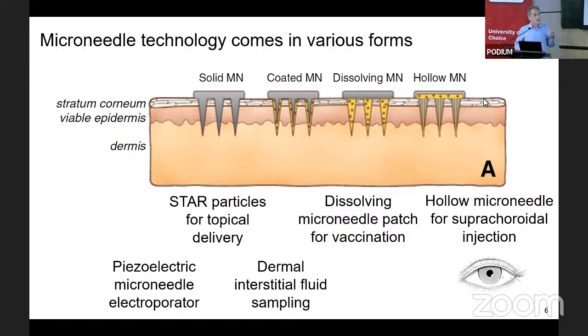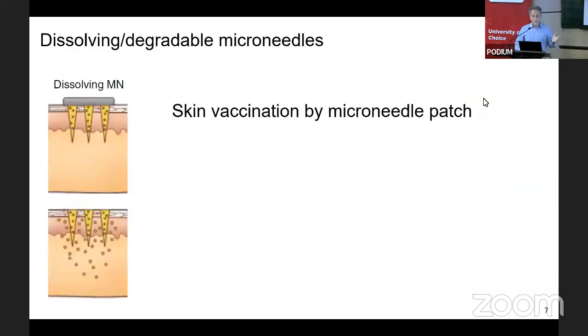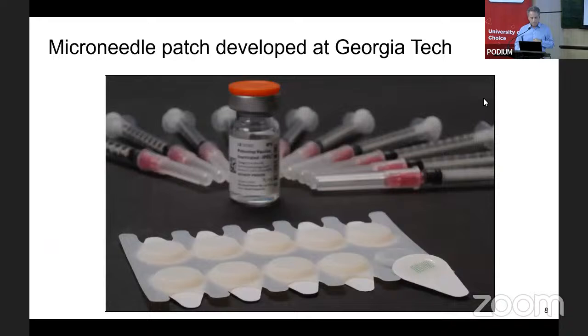And then the final one goes to hollow microneedles, but now we leave the skin and we'll look at hollow microneedles for use in the eye. And I'll explain why that might be of interest as well. So with that preview, let's jump into the first story, which is the skin vaccination by a microneedle patch.